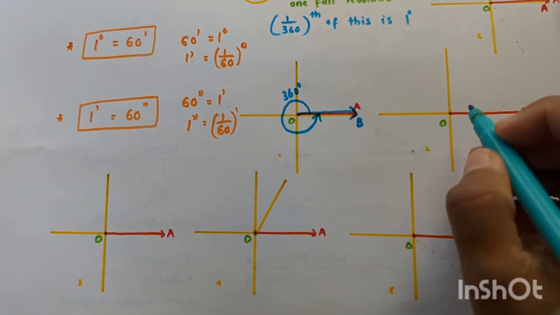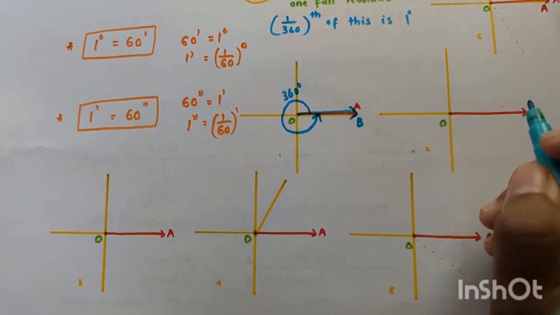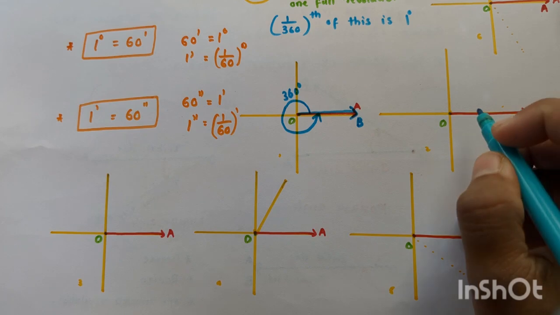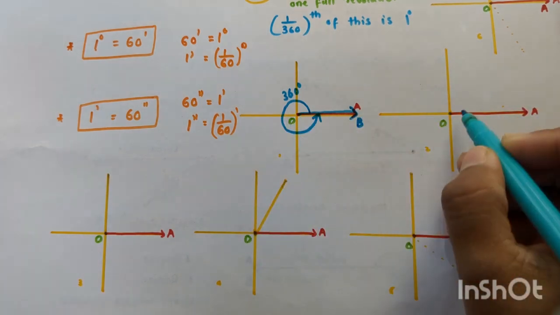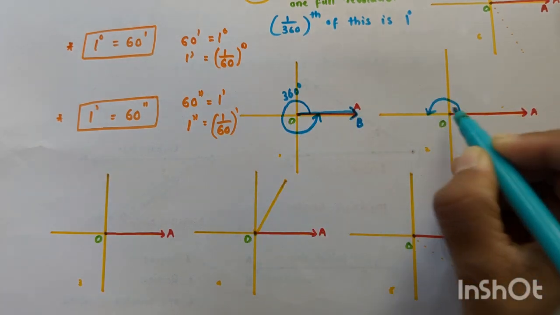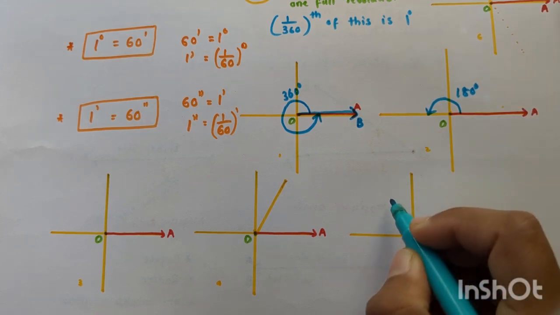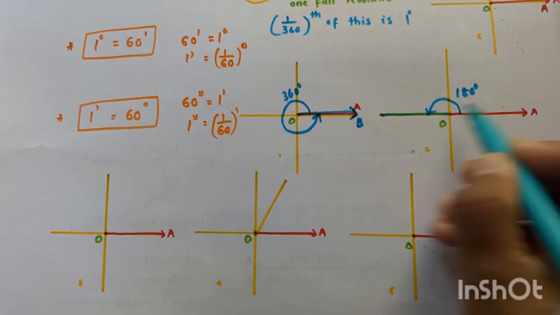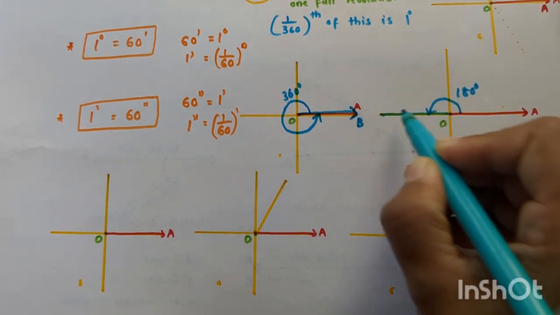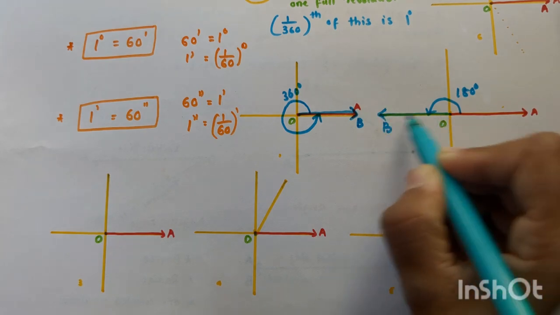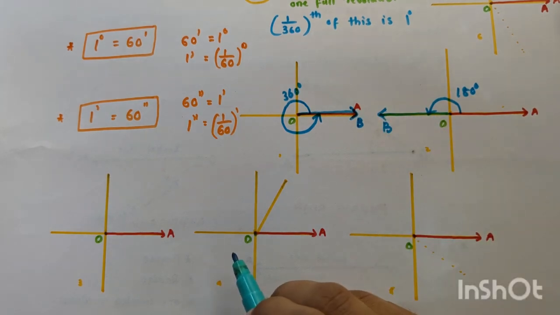Okay, now how to represent 180 degree? Simply, 180 means positive angle plus 180. So 180 degree will be half of 360. So from here to here, that is 180 degree. OA is the initial side, so the terminal side OB will be along this direction.